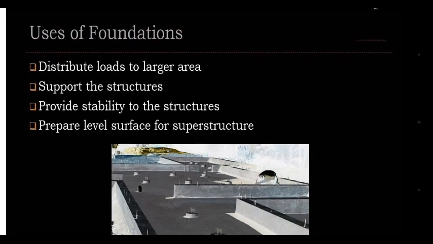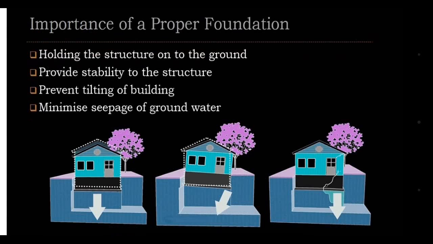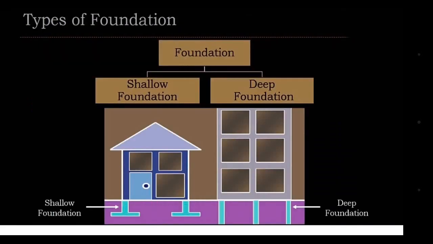The uses of foundation are: it distributes load to larger areas, supports the structure, provides stability to the structure, and prepares a level surface for the superstructure. Next is the importance of a proper foundation. It holds the structure on the ground, provides stability to the structure, prevents tilting of the building and minimizes seepage from groundwater. Next we talk about types of foundation.